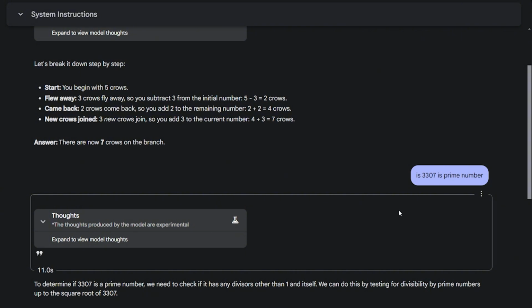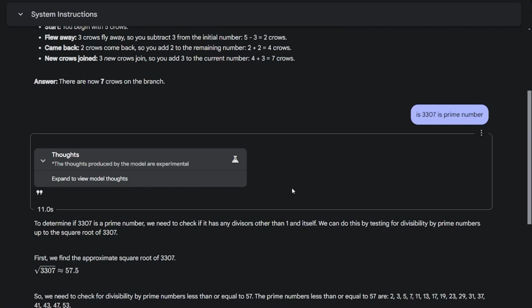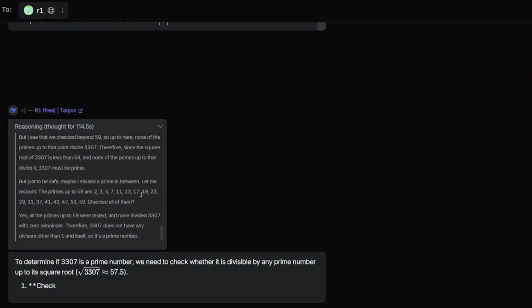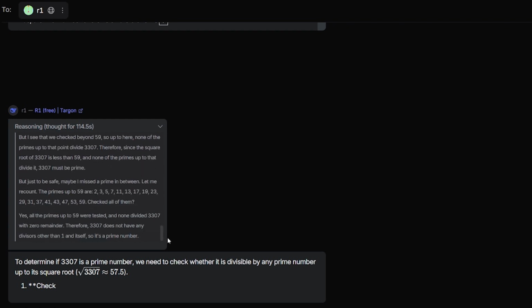Another easy question: is 3307 a prime number? Gemini got it correct and explained it very well. DeepSeek also explained it, but in the reasoning or chain of thought that it has, and it also got the correct answer. But when it printed the final answer, it somehow got stuck and stopped. And I think it's not an issue of the model itself, it's the API, because I'm using the free one.